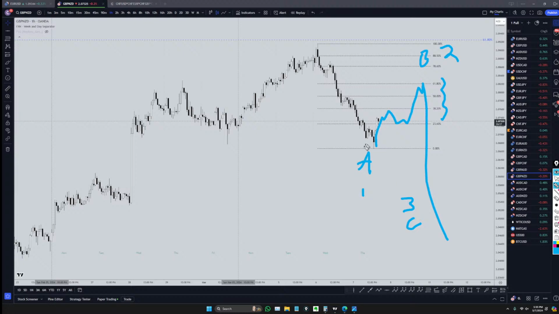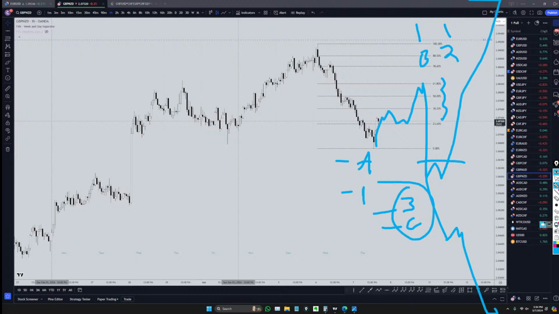I do not bother myself to try to figure out whether I'm looking at an A or a 1 or a B or a 2 because the strategy is exactly the same for an A or a 1. The trading strategy is exactly the same for a 2 or a B. The trading strategy is exactly the same for a 3 or a C. Only difference is a wave C will turn up like that. Wave 3 will just keep on making lower lows, lower highs. So I'm not even going to bother myself to know whether it's a 3 or a C until we get into that third wave.